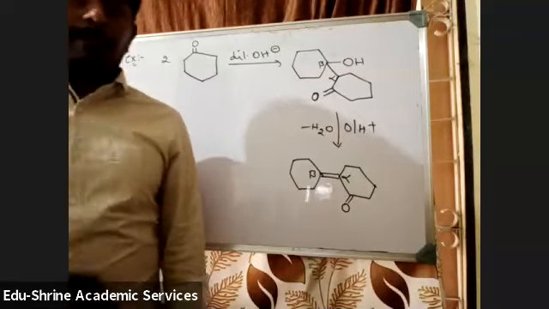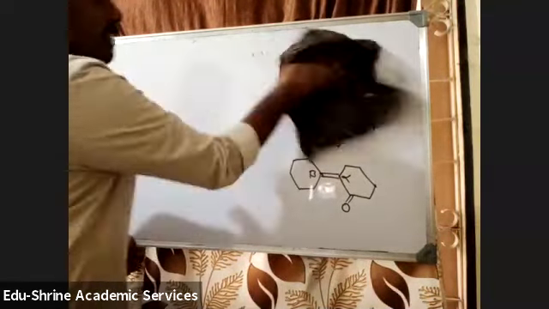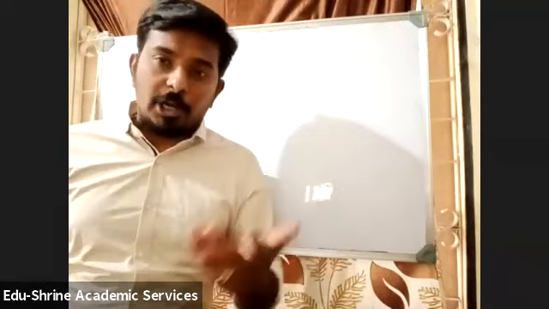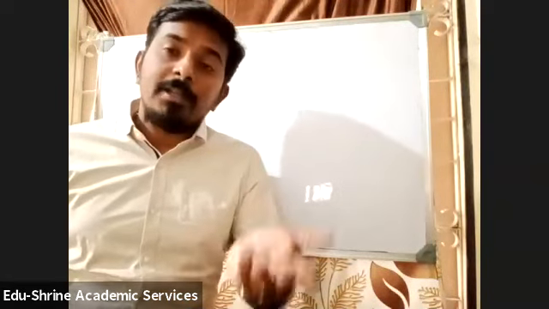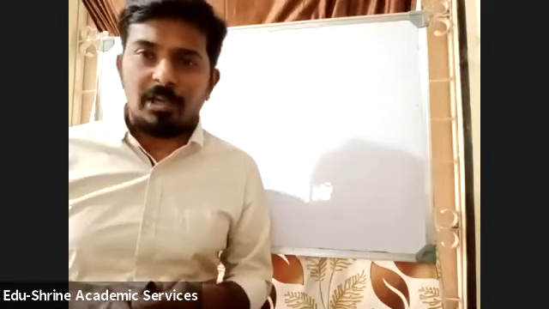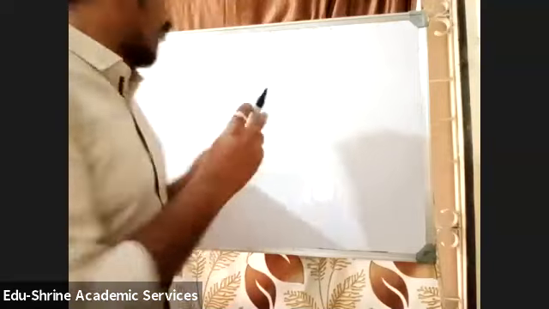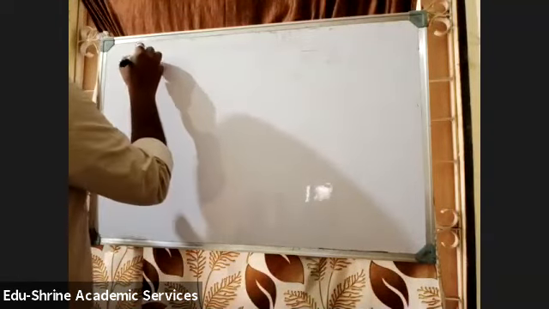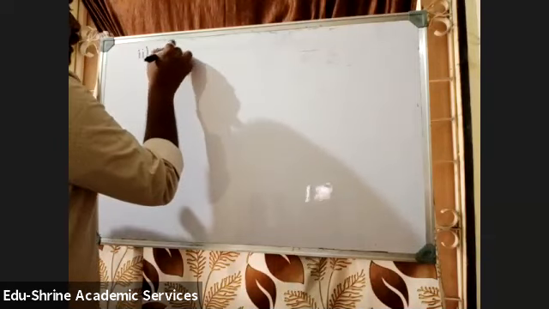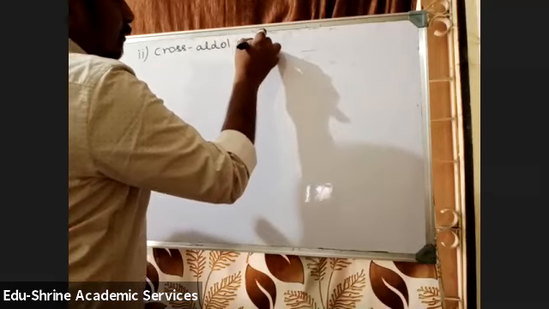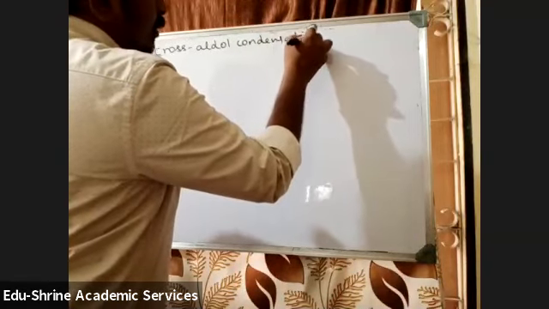Now let us go to the second type of aldol condensation, that is crossed aldol condensation. This is called a self-aldol, because same type of molecules are involved in the reaction. It is called a self-aldol or just aldol. Now the second type of this reaction is cross-aldol condensation.